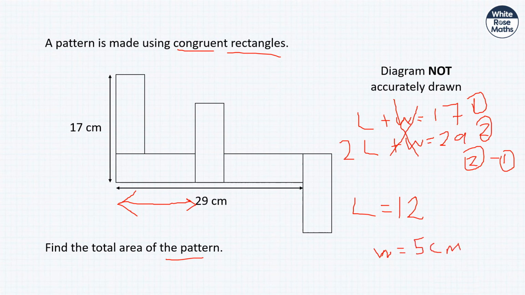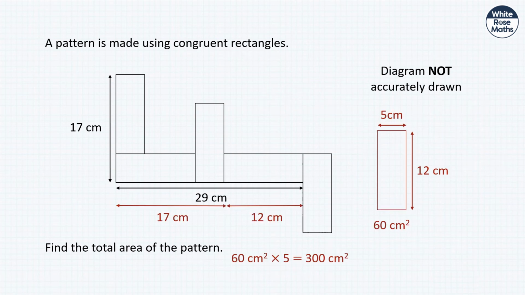Therefore the area of one rectangle will be 12 times 5, which is 60 centimeters squared. I've got 1, 2, 3, 4, 5 rectangles, so 60 times 5 is going to be 300 centimeters squared, guys, and that's the answer for that one.